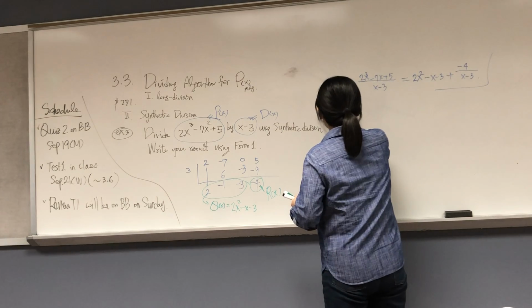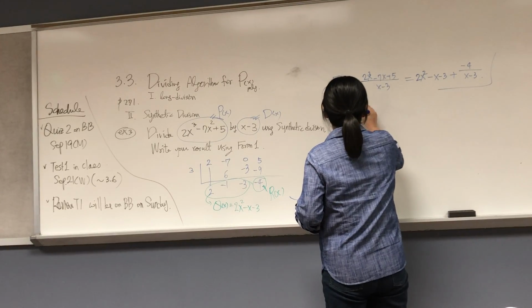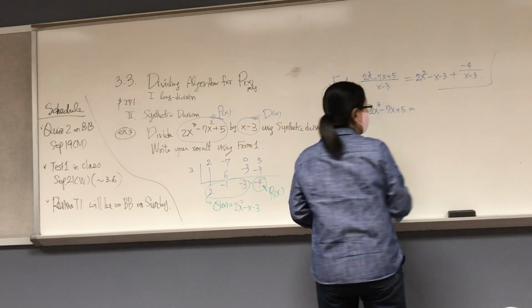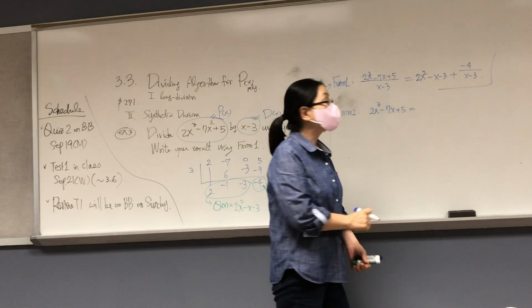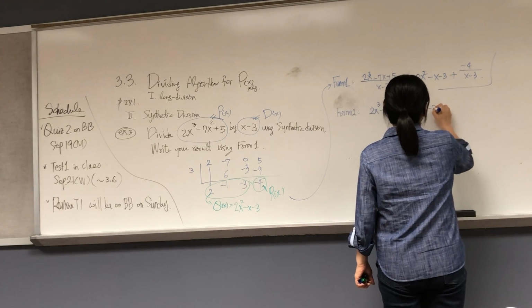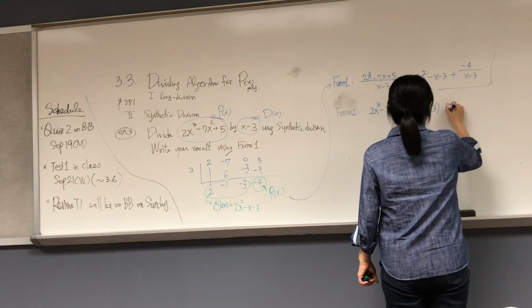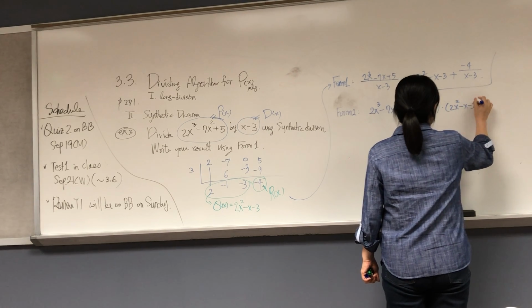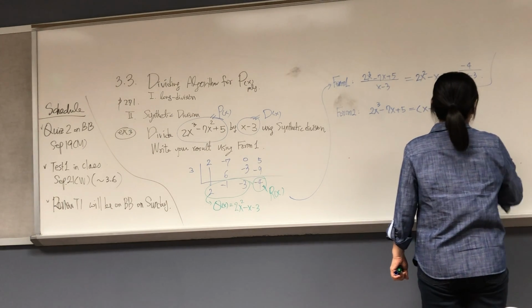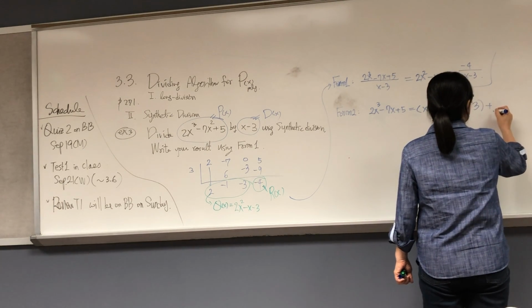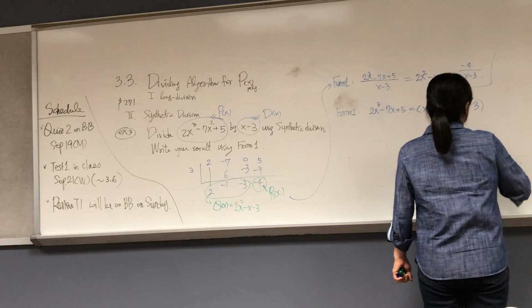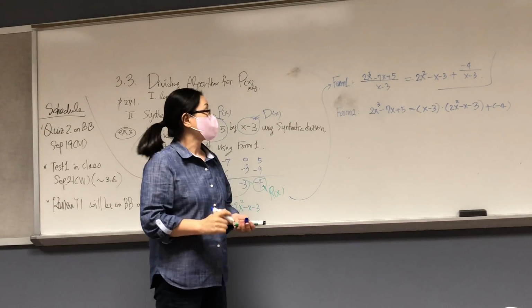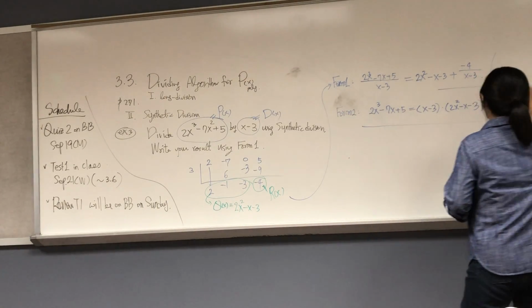If I ask for form 2, how do you write it down? P of x equals what? Divisor times quotient plus remainder: x minus 3 times 2x squared minus x minus 3, plus negative 4. So you can write it down like this. Good, so we know how to handle it.